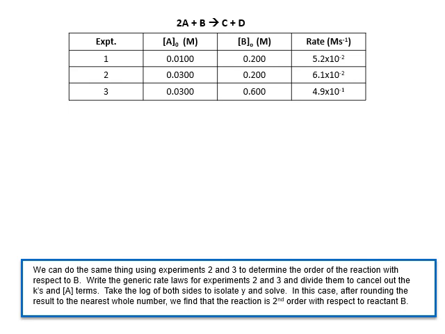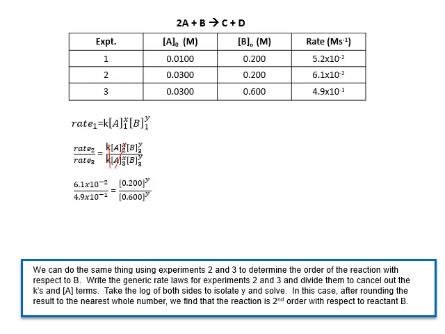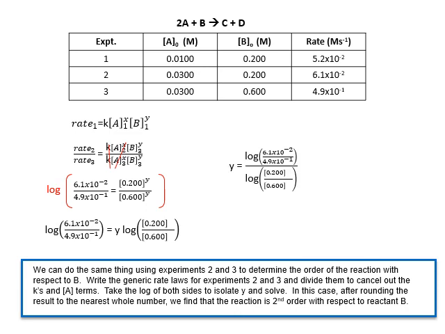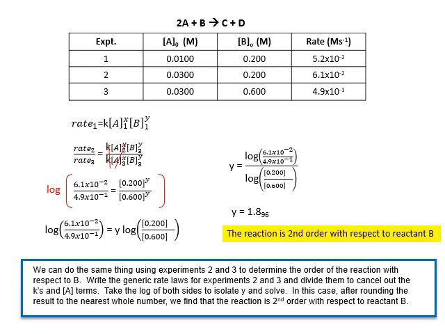We can do the same thing using experiments 2 and 3 to determine the order of the reaction with respect to reactant B. Write the generic rate laws for experiments 2 and 3 and divide them to cancel out the k terms and the concentration of A terms. Plug in the values from the table, take the log of both sides, and isolate the variable y. In this case, after rounding the result to the nearest whole number, we find that the reaction is second order with respect to reactant B.